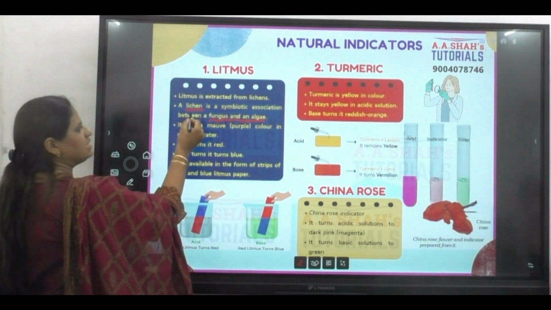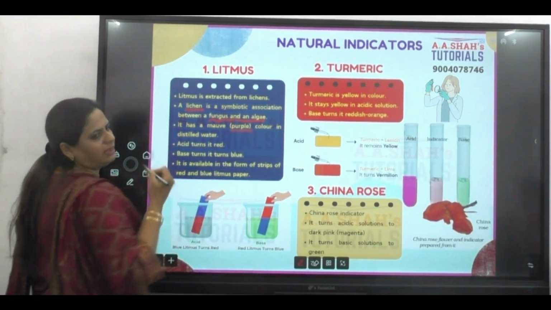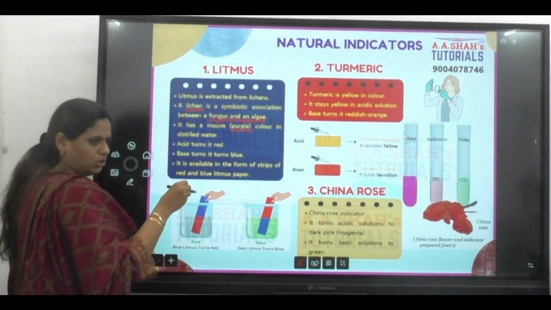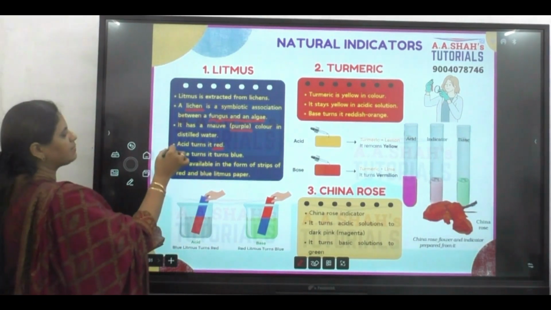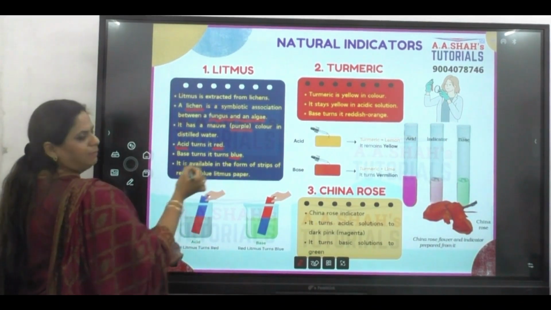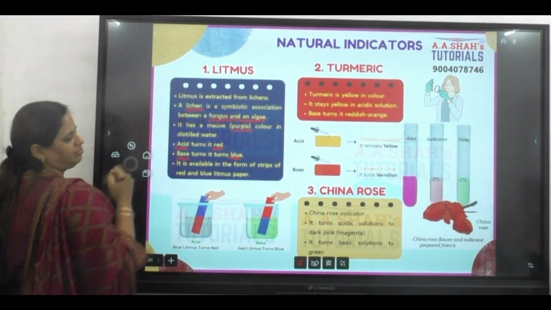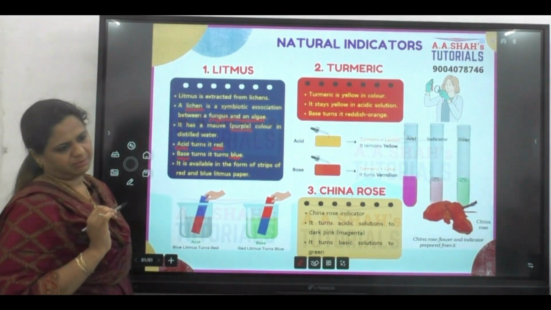From that lichen, litmus is made. And what is this litmus? Actually it is purple in color. But you see two color litmus papers, one red, one blue. If the purple color is turning red, it means the substance is acid; if blue, then it's a base. So you create two litmus papers, red litmus paper and blue litmus paper.